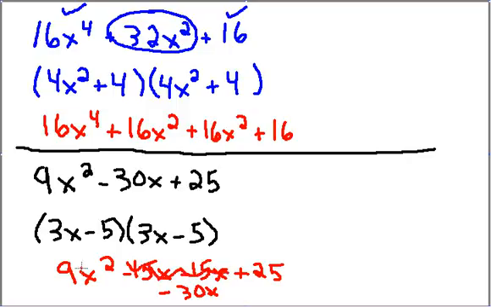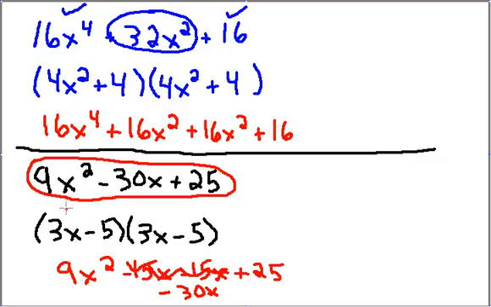So what we are now left with is 9x squared minus 30x plus 25, and that is in fact what we started with. So 3x minus 5 times 3x minus 5 does equal 9x squared minus 30x plus 25. And another way of rewriting this is just simply 3x minus 5 squared.